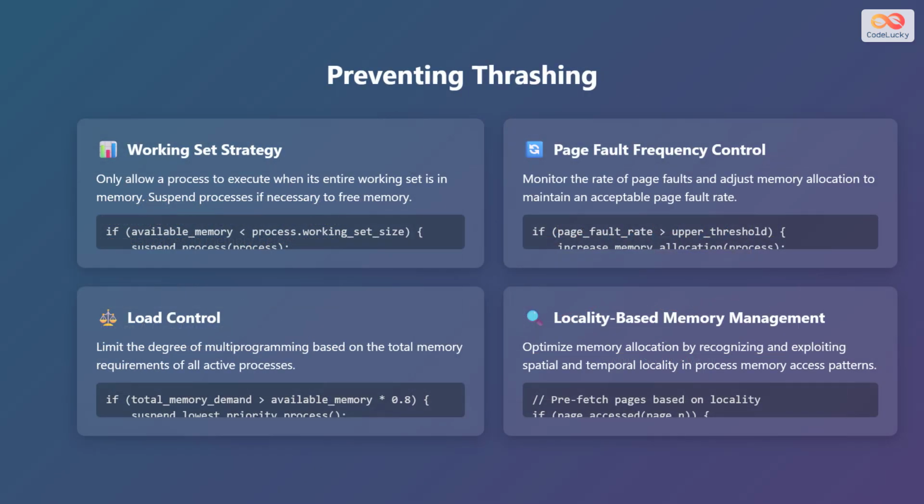Several strategies can be employed to prevent thrashing. The working set strategy involves only allowing a process to execute when its entire working set is in memory. You can suspend processes if necessary to free memory. Page fault frequency control monitors the rate of page faults and adjusts memory allocation to maintain an acceptable page fault rate. Load control limits the degree of multiprogramming based on the total memory requirements of all active processes. Locality-based memory management optimizes memory allocation by recognizing and exploiting spatial and temporal locality in process memory access patterns.